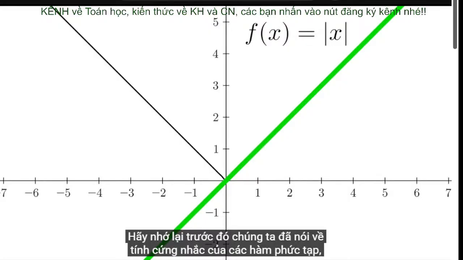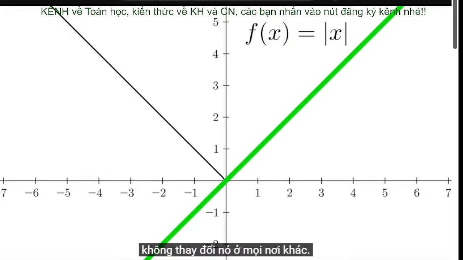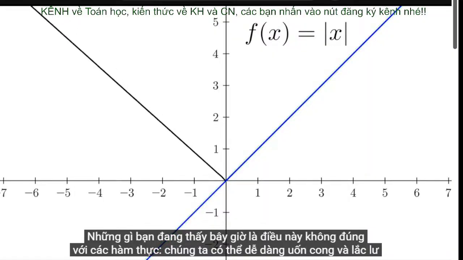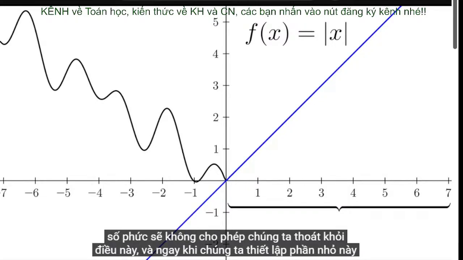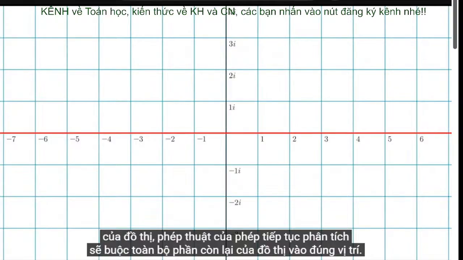Remember earlier we talked about the rigidity of complex functions, meaning that it was not possible to adjust the value of a complex function at one place without also changing it everywhere else. What you're seeing now is that this isn't true of real functions. We can easily bend and wiggle this side of the graph over here without affecting this part of the graph over here at all. But complex numbers will simply not let us get away with this. As soon as we set this tiny piece of the graph, the magic of analytic continuation forces the entire rest of the graph into place.